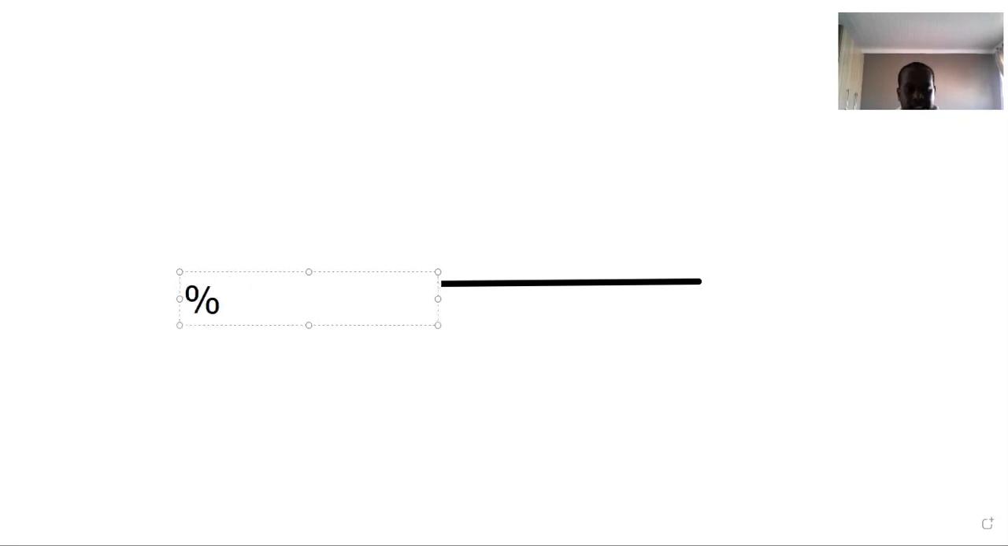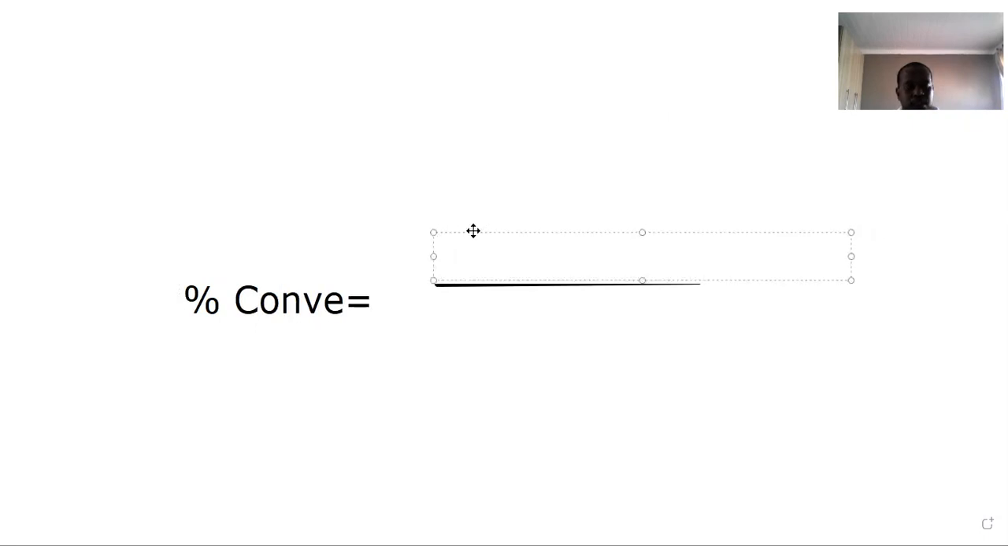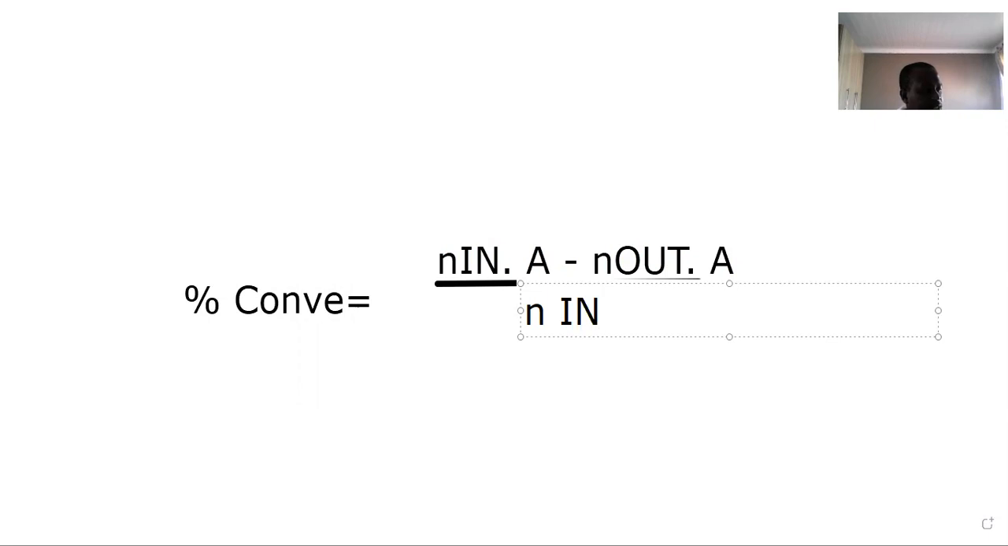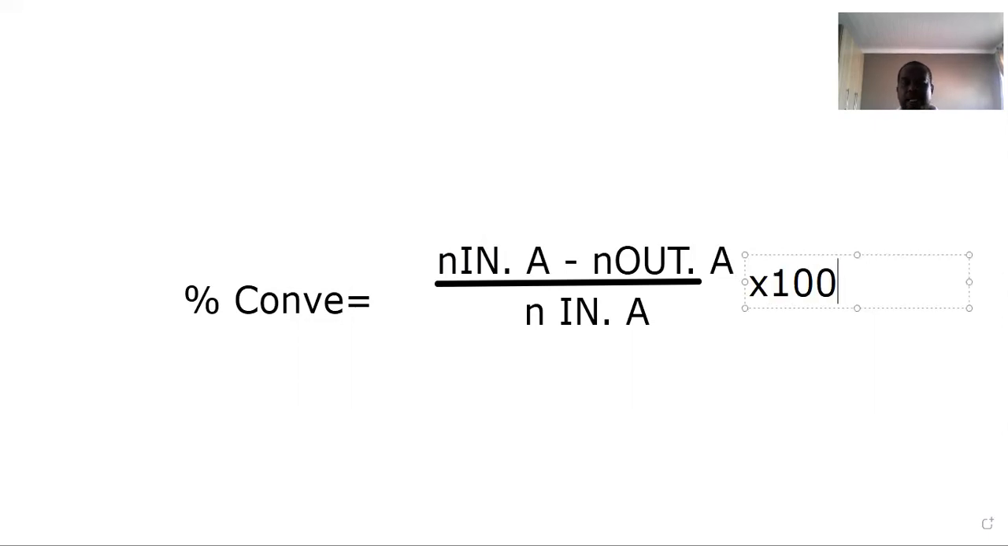So the percentage conversion is equal to the number of moles that come in of A, minus the number of moles that go out of A, divided by the number of moles that came in of A. And because we said percentage, we would need to multiply that by 100.